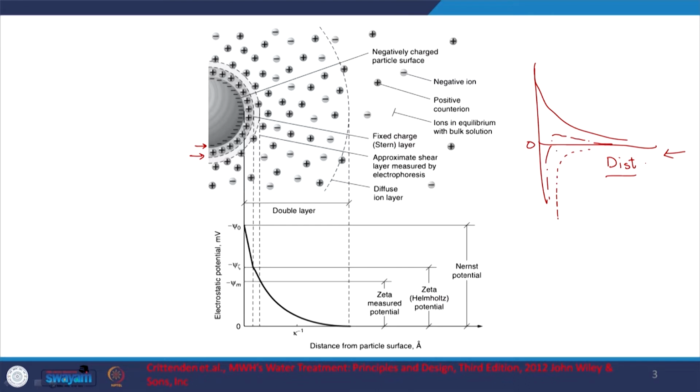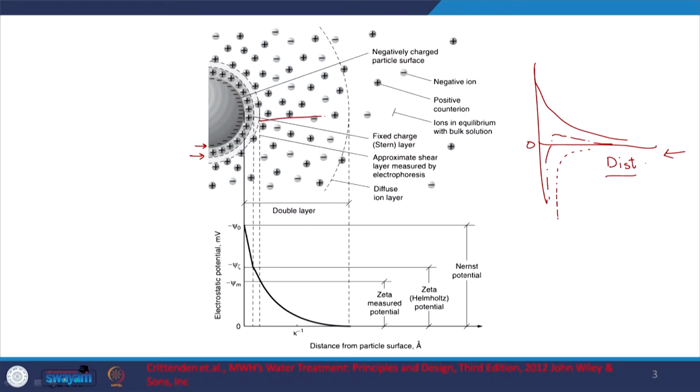How do we see to it that these particles can come together? We need to suppress the electrostatic forces of repulsion. And how do I do it? By suppressing this electrical double layer, or more importantly this diffuse layer. So, that is what I can do. And how do I do that? I can increase the ionic strength.